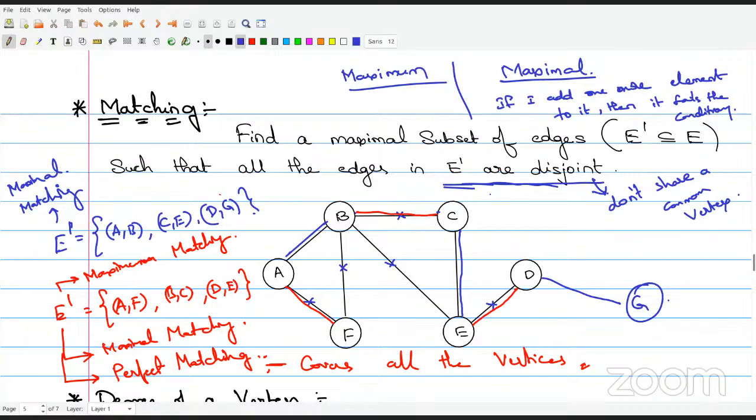So, sir, is a maximal matching some kind of subset of the maximum matching? No, not exactly a subset, but it will be less than the maximum matching. But if I try to add one more edge, it will fail the condition.